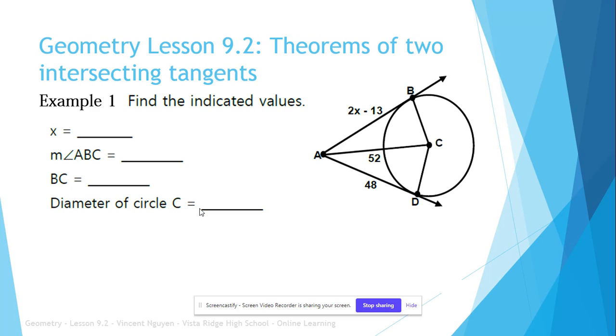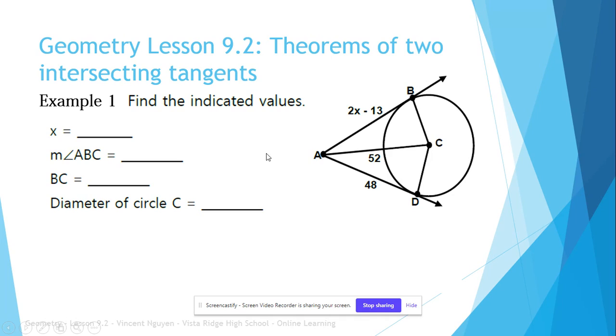All right, let's apply them real quick. It looks completely different here in this picture. So what are we supposed to find here? They give us this line right here, AB is tangent, and this line right here, AD, is also a tangent. And then we have radius here. BC is a radius, and CD is a radius. And then they also give us the segment that goes from the center to the point where they intersect, which is AC. This segment is 52 units long.